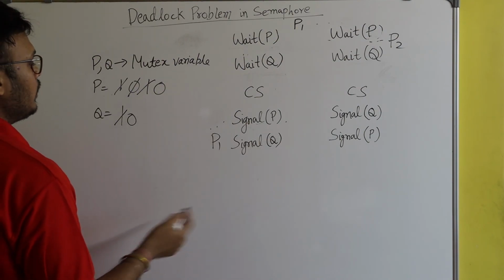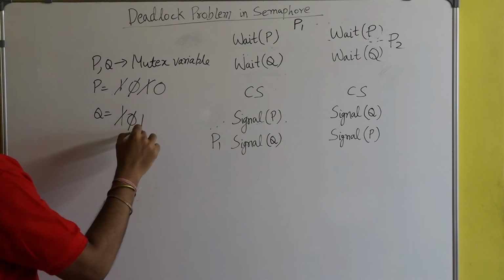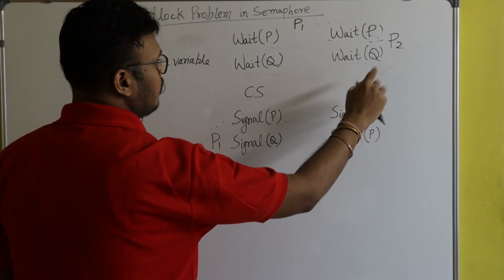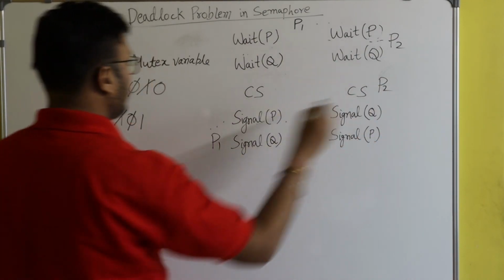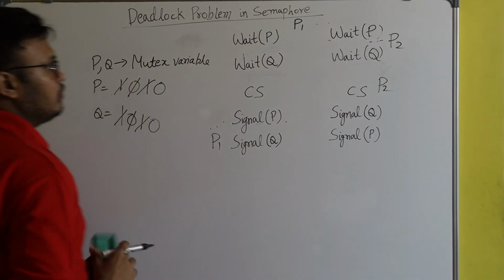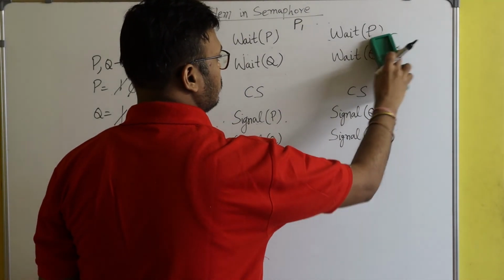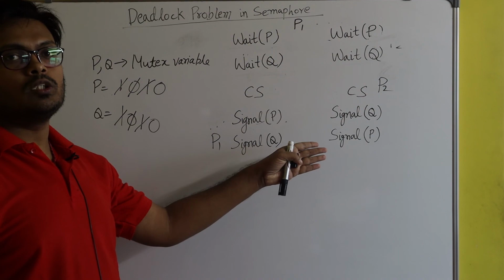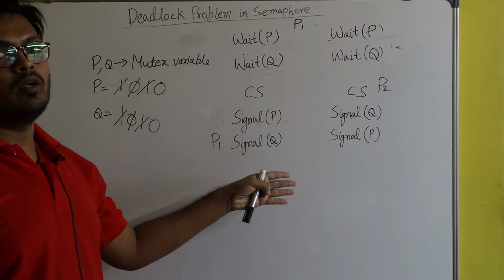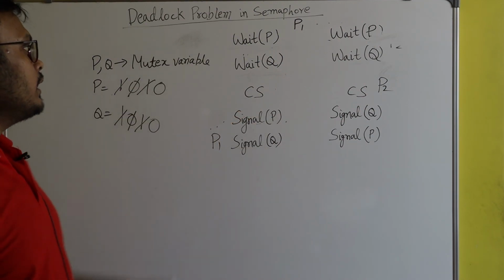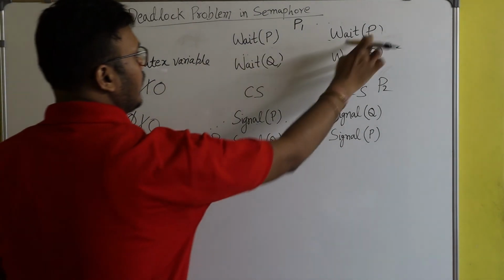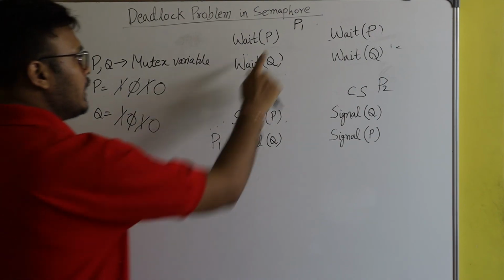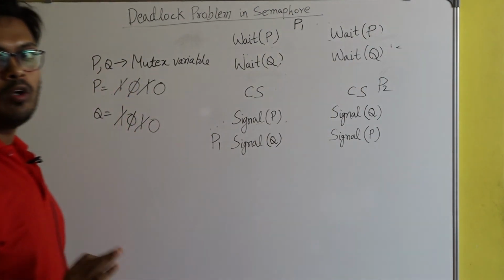Okay. And now here you see it is signal of Q. Signal of Q means what? Now the Q value will again become 1. Since Q value has again become 1, now P2 will enter the critical section, thereby making the value of Q as 0. Okay. So in this case there is no possibility of deadlock at all. But in the previous case, when the PQ, QP situation was there, then there was deadlock. But in this case, PQ, PQ, there will be no deadlock at all.